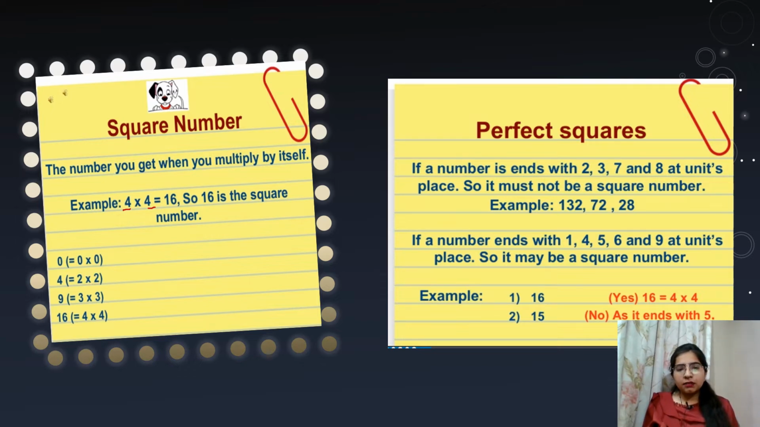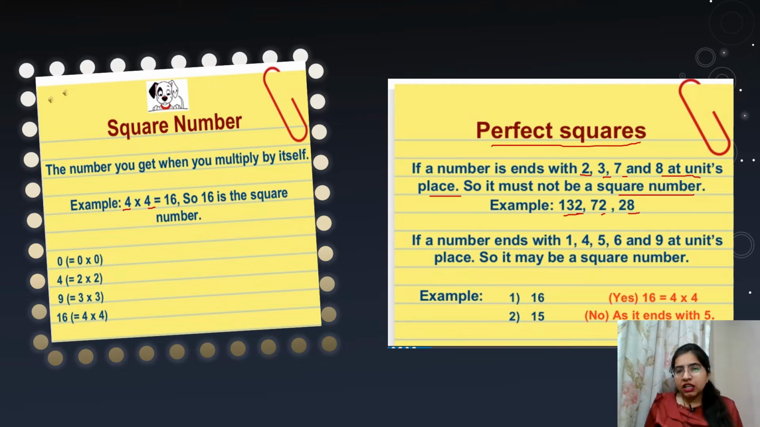So coming to the next slide, that is perfect squares. Listen, what are perfect squares? If a number ends with 2, 3, 7 or 8 at its units place, then it must not be a perfect square. Like 2, 132, it's not a perfect square. 72, it's not a perfect square. 8, it's not a perfect square, like this only.